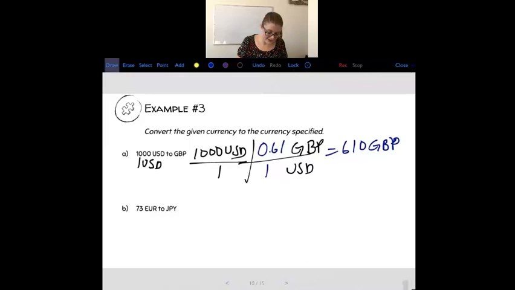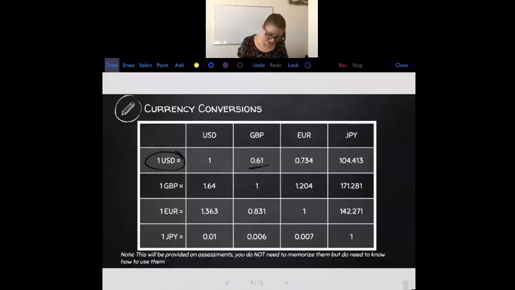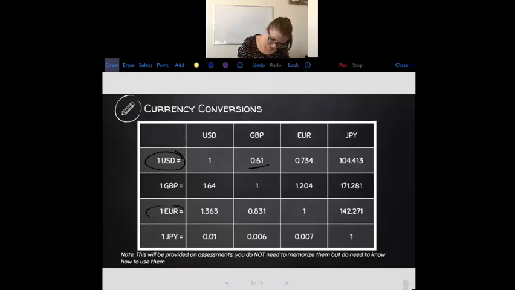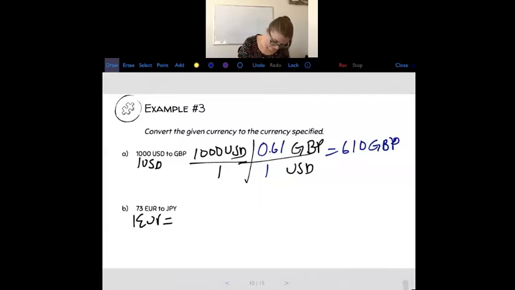73 euros to yen. So if we go to euros, we want to know how much 1 euro is equal to. 1 euro, 142.271. And you can set up your dimensional analysis from here. So we have 73.